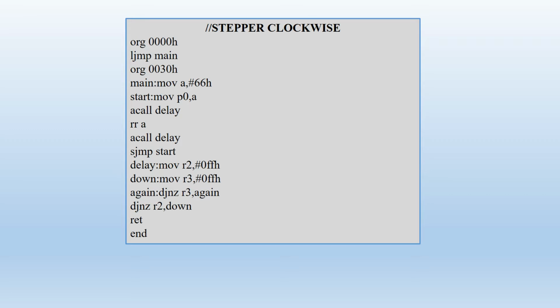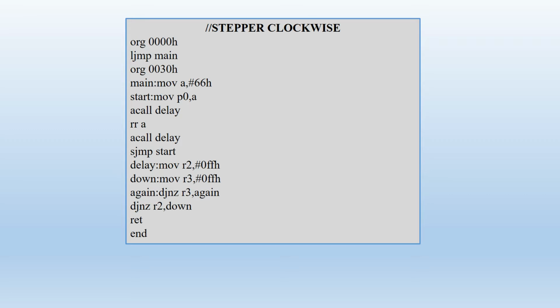As you are aware, we have to start our code after the register's location, that is, we are going to start from 30H. Then we are loading the 66 step sequence, that is the 4-step sequence, to register A, and that is given to port 0. So that you can see the movement, we are giving a delay.